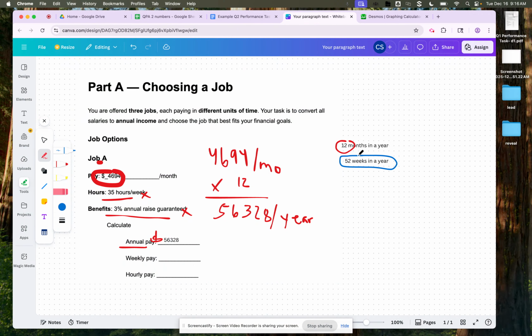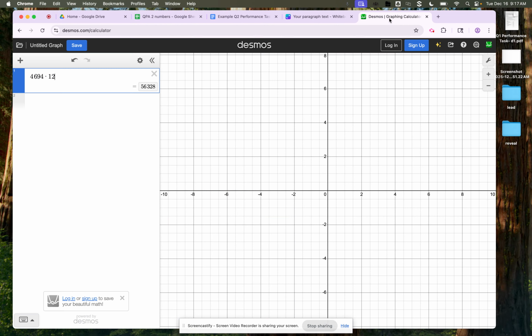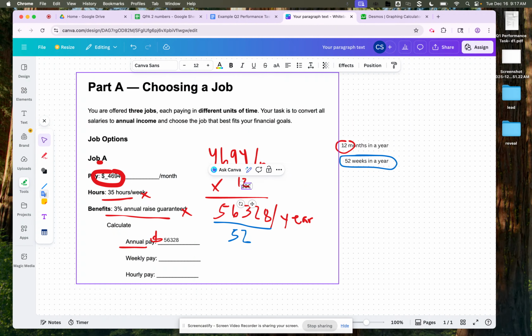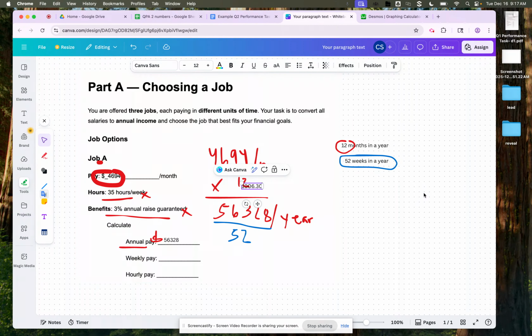For my weekly pay, in order to go from yearly to weekly, I need to use the fact that there are 52 weeks in a year. If I'm breaking up this yearly pay into 52 weeks, I'm going to divide it. Imagine dividing it up into 52 small payments. So $56,328 divided by 52 gives me $1,006.30. That's going to be my weekly pay.